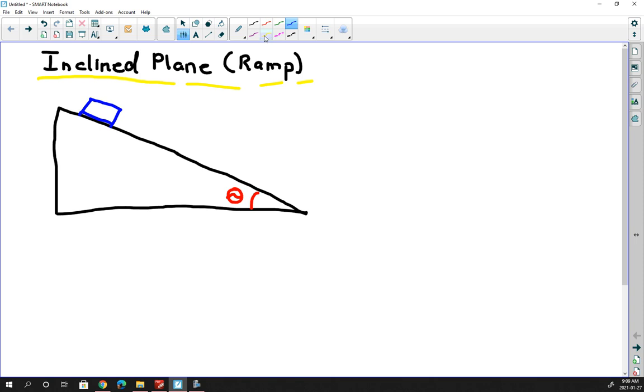Now what we want to do is talk about this object as it's sliding down the ramp. Sometimes the object will be static. It's not moving. Sometimes the object will be sliding up the ramp. Maybe someone has given it an initial velocity and it's sliding up, things like that. So these are all situations that can exist with this setup, this ramp with an object on it.